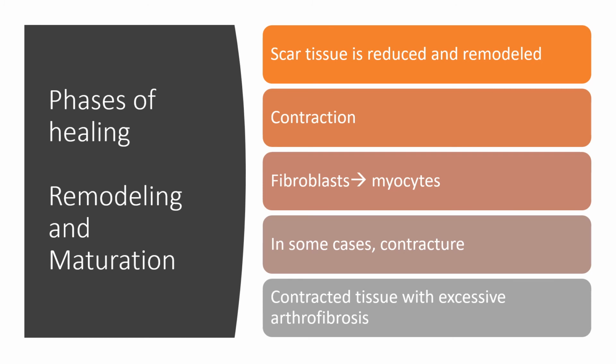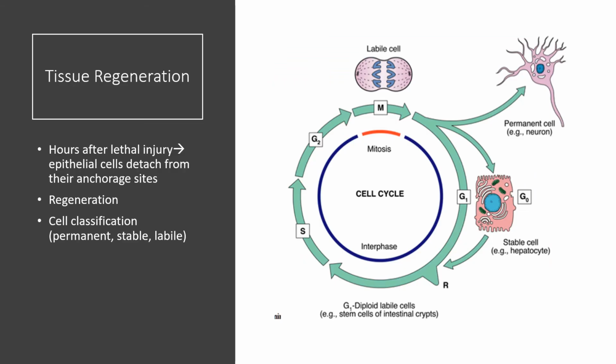This is undesirable in most cases because it can limit mobility and organ function, and it can also be disfiguring. And contracted tissue can also occur with excessive arthrofibrosis. And arthrofibrosis usually occurs in the shoulder and the knee after some type of orthopedic surgery. After the remodeling and maturation phase, we have what is known as tissue regeneration.